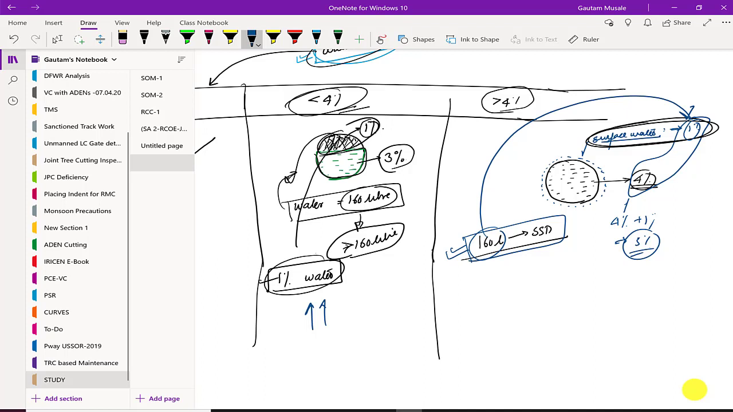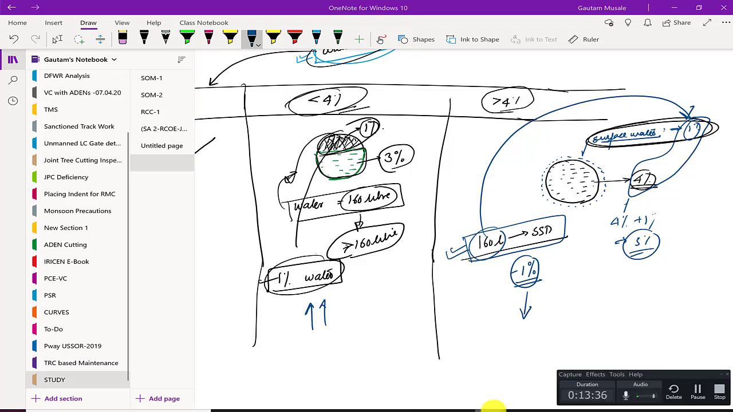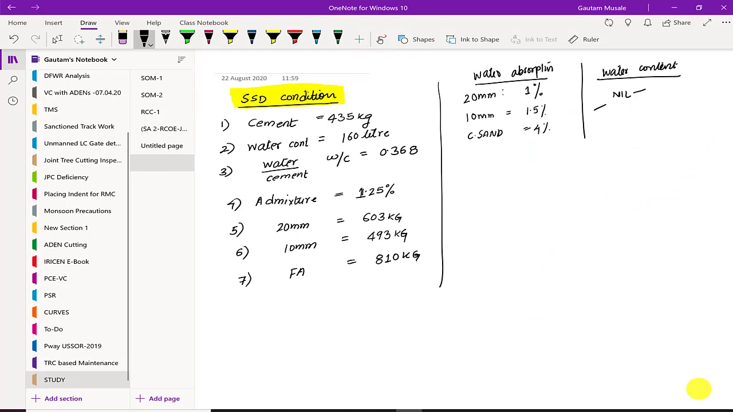So how much water will I have to reduce from the system? I will have to reduce 1% of water from the system. And when I do that correction, the corresponding corrections have to be made by increasing the weight of the aggregates. So let us come back to our original example and see what the condition is and how to apply these correction factors. See, the water absorption is 1% for 20 mm, 1.5% for 10 mm and 4% for crushed sand. I have obtained it from the NABL approved lab, as I already mentioned.